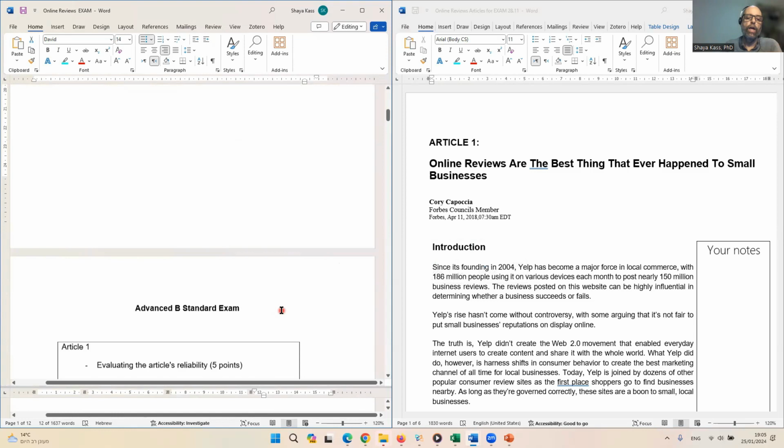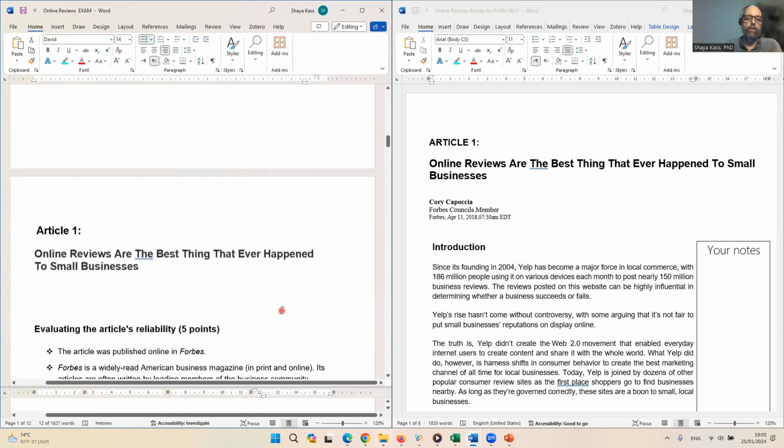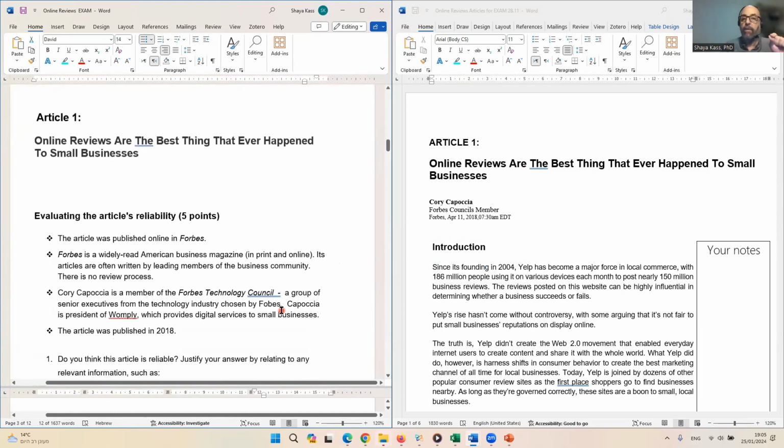Okay? The first question that you will be asked is to evaluate the article's reliability. Okay, and we talked about this in class a lot. If you weren't in class, then you're going to learn it now. So over here, for evaluating the article's reliability, you can say yes and you can say no and get full credit.